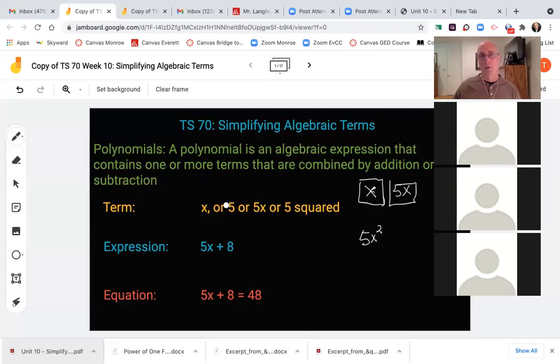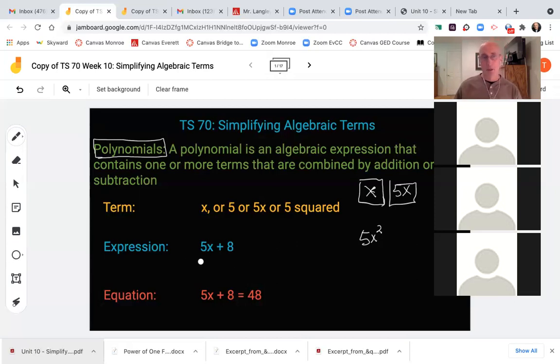So polynomials are where you have these things called terms, like x or 5x or 5x squared, either by themselves or separated by plus signs, okay? That will not be on the test. I don't think that'll be anything you'll be asked, but it's a vocab word: there's something called polynomials, and they're expressions that have terms, either 1, 2, or 3 typically.